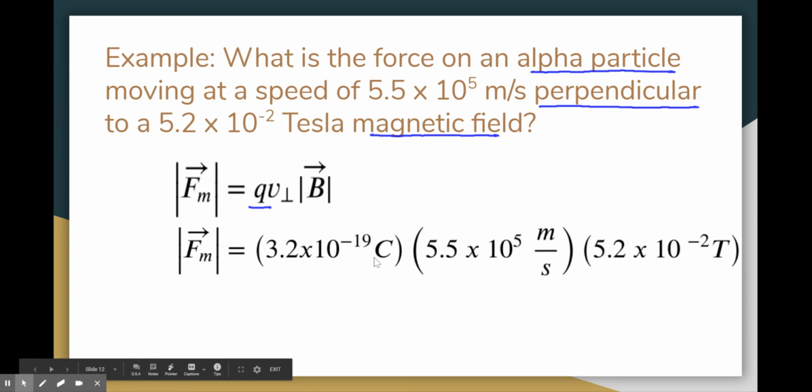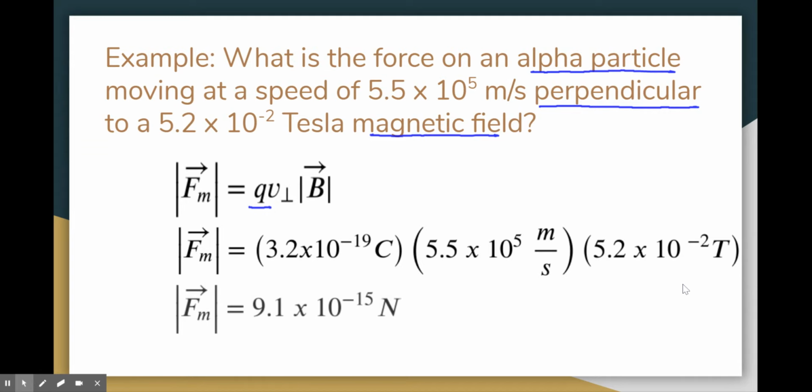3.2 times 10 to the minus 19 coulombs, the charge on an alpha particle, multiplied by 5.5 times 10 to the 5th meters per second, multiplied by the magnetic field strength, which is 5.2 times 10 to the minus 2 Teslas. And if you use your calculator properly and round it to the correct number of significant digits, the absolute value of the force is going to be 9.1 times 10 to the minus 15 newtons.